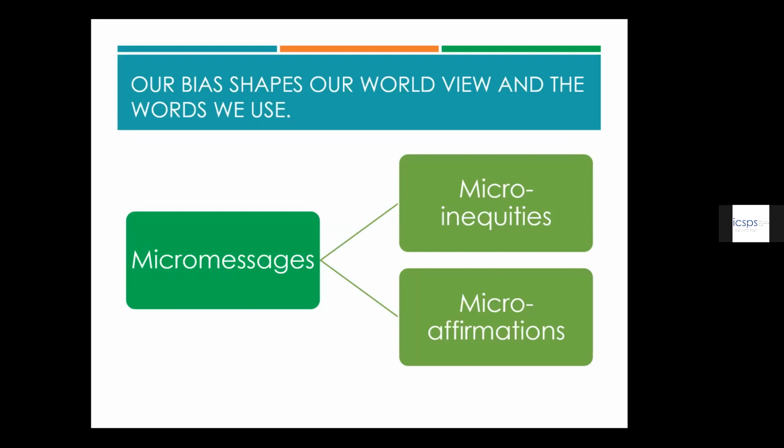So our bias shapes our worldview and the words we use. And so we've talked about stereotypes. We've talked about what stereotypes exist on our campus. We've talked about, and I'm sure you probably thought to yourself, some different stereotypes that exist out there. But what stereotypes do is they influence the way in which we communicate. And so we have micro messages. And actually, I'm going to tell you a story first, and then we're going to talk for a second about micro messaging.